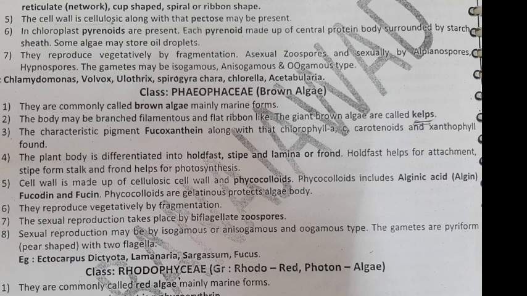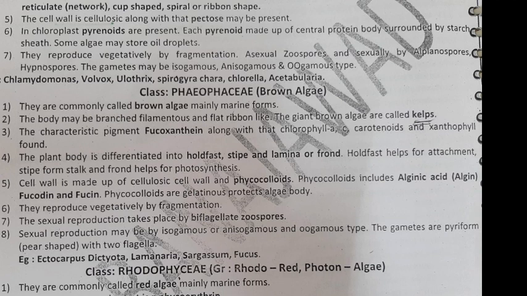Next, the sexual reproduction may be isogamous. Isogamous means both the gametes are physiologically and morphologically the same. Next, anisogamous, that is the fusion of physiologically and morphologically dissimilar gametes. Next, oogamous, it is a fusion of a small motile sperm with a large ovum.